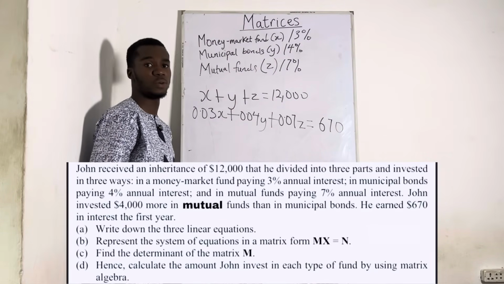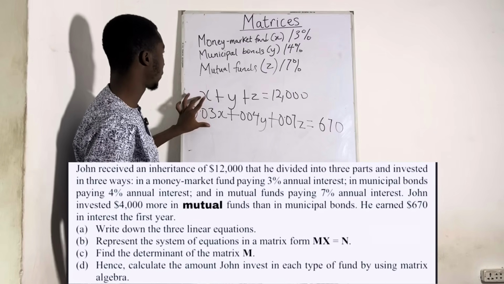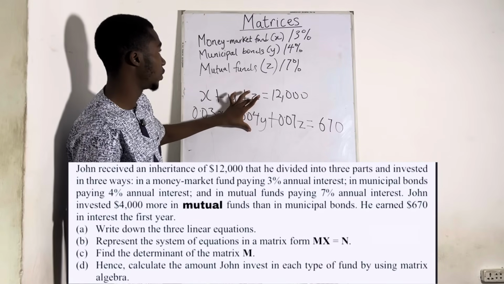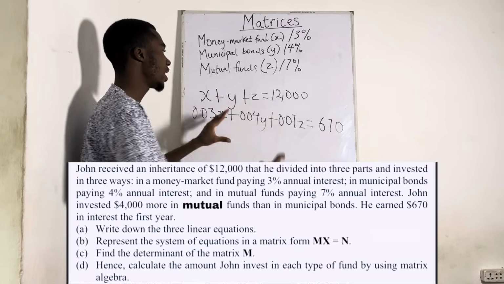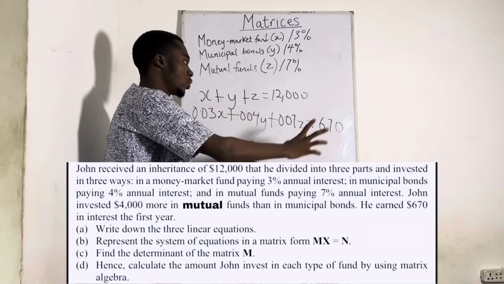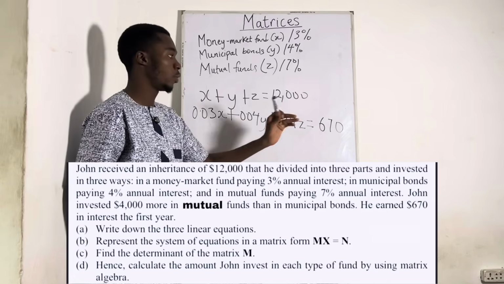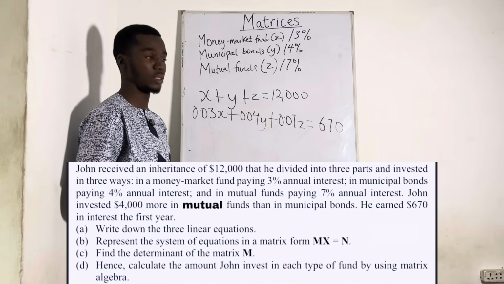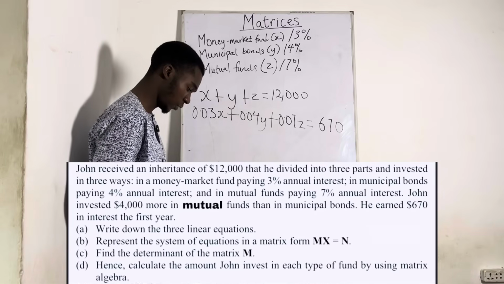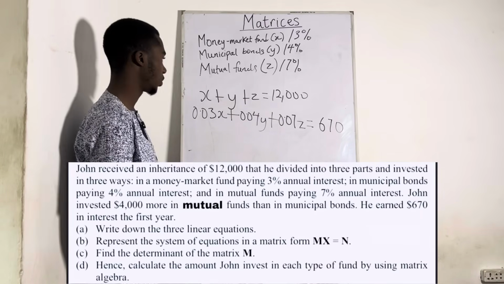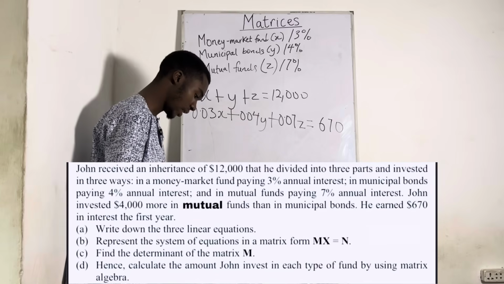I hope no one is confused. This is the interest for the money market fund. This is the interest for municipal bonds, and this is the interest for mutual funds, which is here. So when you add all the interest, it should give you the total interest for that particular year, which is 670. You get it? All right. So now that we've got the second equation, we can move on to the last equation. The question says we should write down the three linear equations. So we've got two equations. Let's start with the last one.